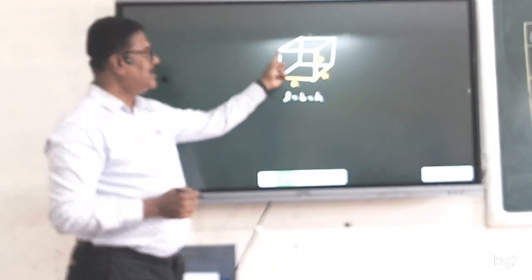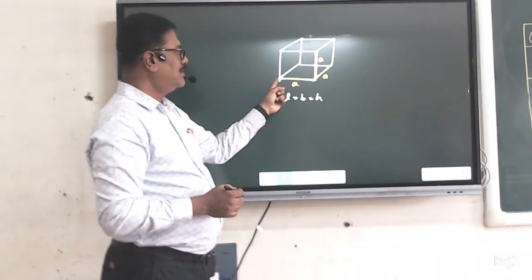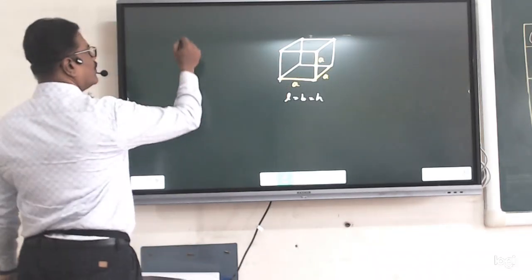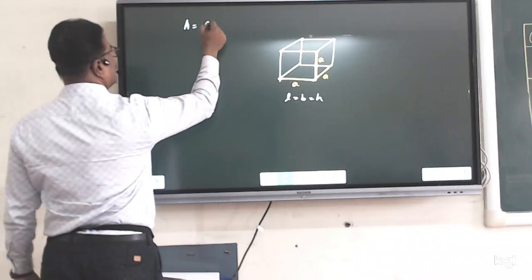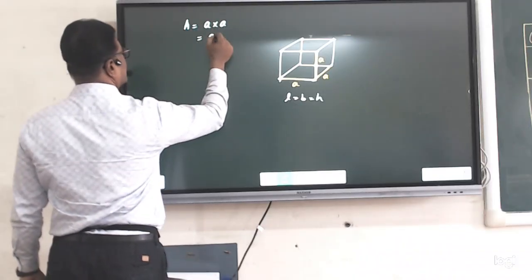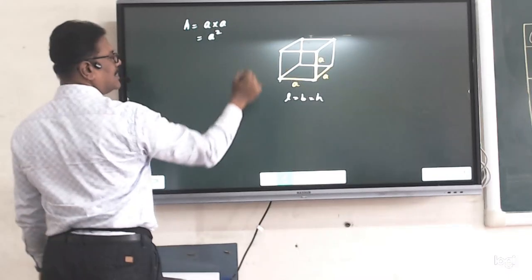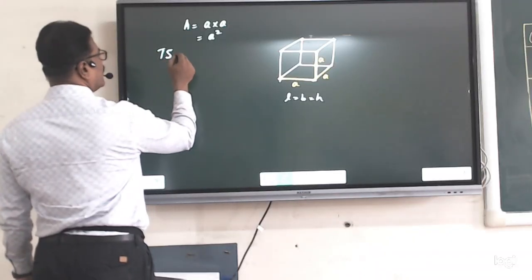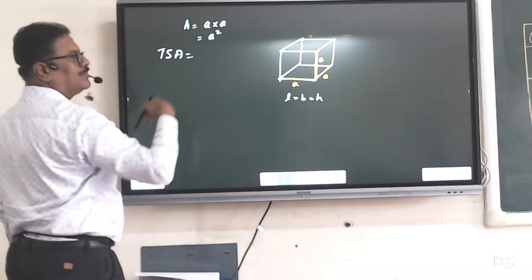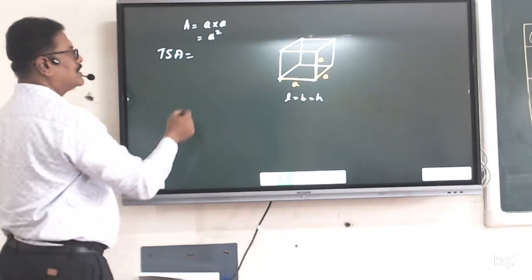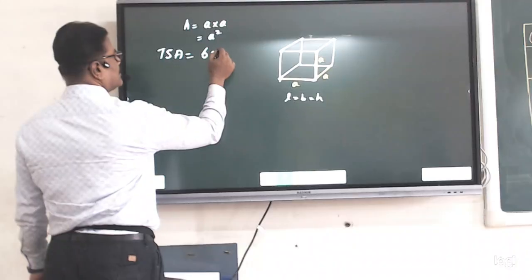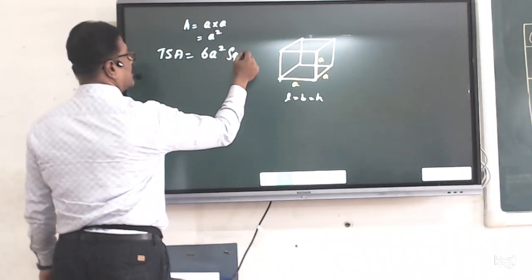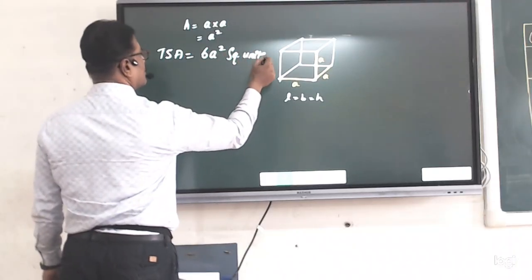Now, the front face is in the shape of a square. So the formula used to find the area of a square is side into side, a square. Now it has 6 faces. So what is the formula to find the total surface area of a cube? Area of 6 squares, here 6a square units. Area is always expressed in square units.